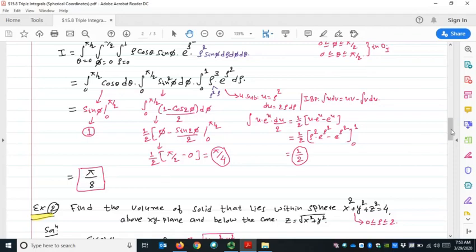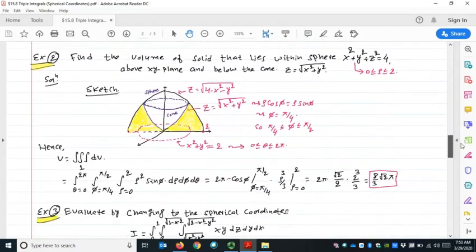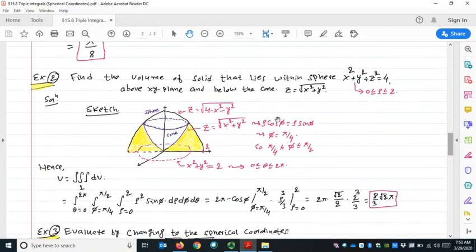Great. So let's move on. Let's do example 2. This is better. Excuse me. So example 2, it says find the volume of the solid that lies within a sphere of radius 2, above the xy plane and below the cone.